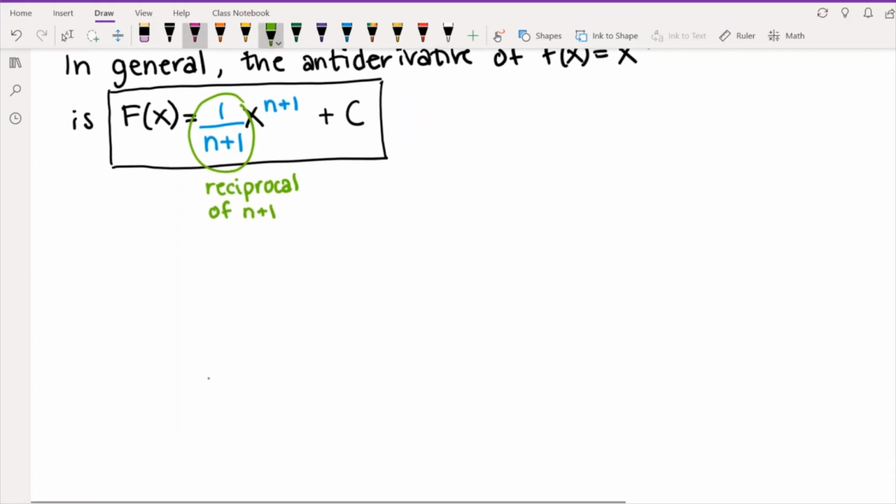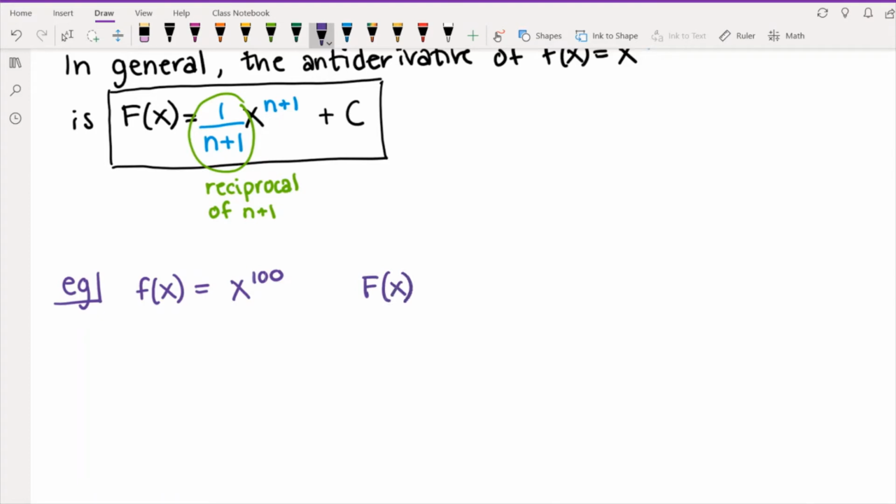So let's do a few examples using this new reverse power rule. Let's say that we are trying to find the antiderivative of f of x equals square root of x. Actually, before that, let's do a simpler example. Let's say x to the 100. What would the antiderivative be here? Well, we would add 1 to the exponent, so we would make this x to the 101. And then we would multiply that by 1 over our new exponent. And then we tack on plus c.